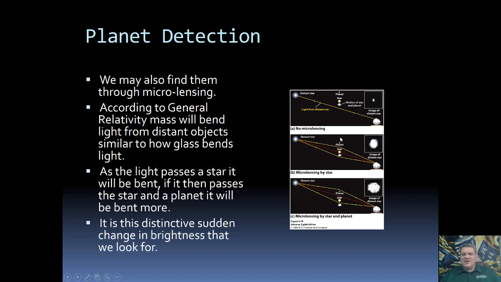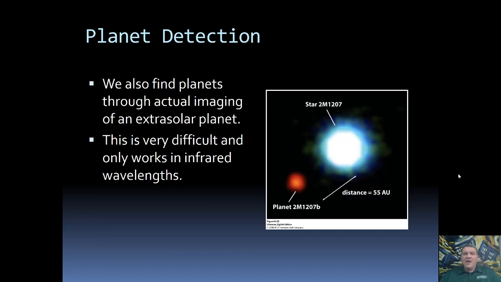Now, if the lensing star also has a planet, and the planet then gets into the right alignment, then we'll see the distant star become slightly brighter again. Now, everything has to work out just right. We have to get everything lined up in just the right way for this to work, but it has found a few dozen planets. The last way we have of finding planets is through actual direct imaging.